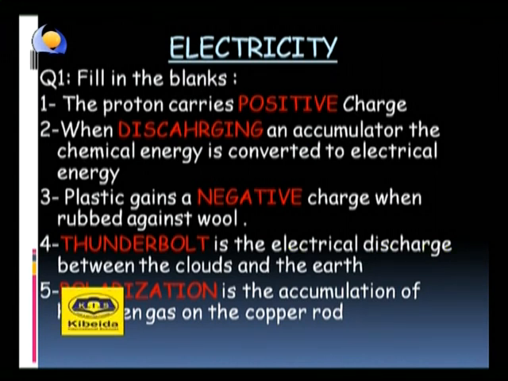Number five, polarization is the accumulation of hydrogen gas on the copper rod. Polarization is one of the disadvantages of the simple cell. A simple cell is one of the chemical sources that generate electricity according to a chemical reaction. A simple cell contains different disadvantages such as polarization, local action, and containing liquid. Polarization is the accumulation of hydrogen gas on the copper rod, because one of the cell parts is a copper rod. The hydrogen starts to accumulate around this rod, forming an insulator in the cell.